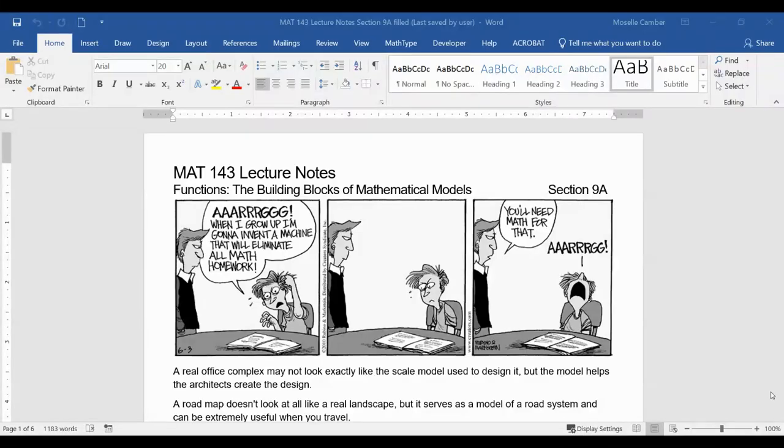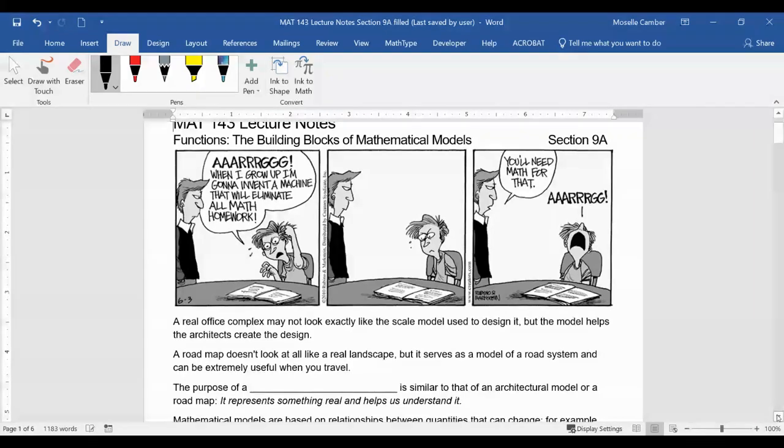So, for example, other fields use models. For example, architects may make a scale model of what they're working on, so they can see it overall in a more manageable size. There's roadmaps, which help depict the roads. They may not look exactly like what the roads look like, but sometimes it's a better way to see how the roads interact and where to get from one place to another.